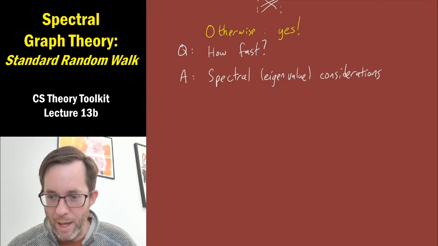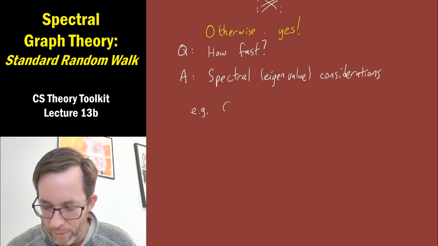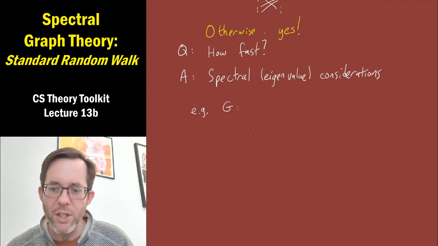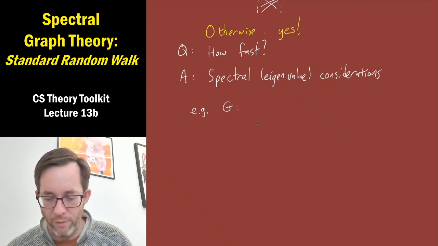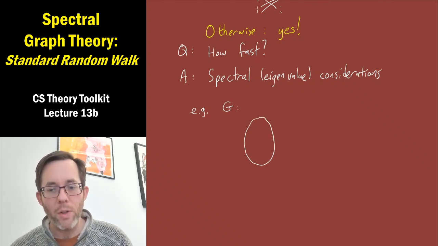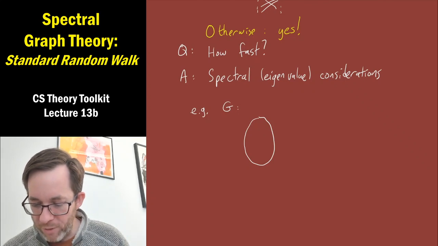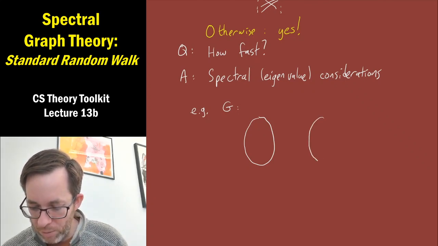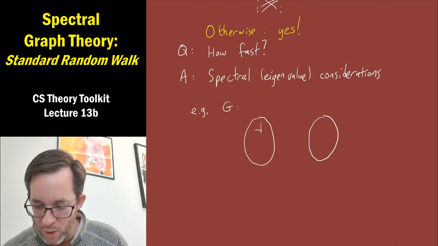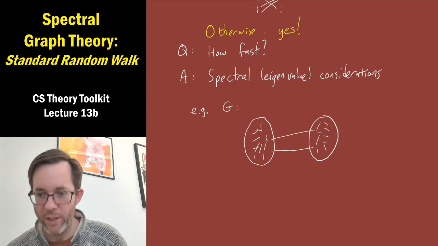So let's think of an example. Let's imagine you have a graph G, and imagine that it's almost a bipartite graph. Oh, sorry. Imagine that it's almost a disconnected graph. I should have said disconnected. So it has a big blob of vertices on the left and a big blob of vertices on the right. And there's plenty of edges inside each of these blobs. But there's only very few edges that go between the blobs. Maybe just a couple of edges that go between the blobs.